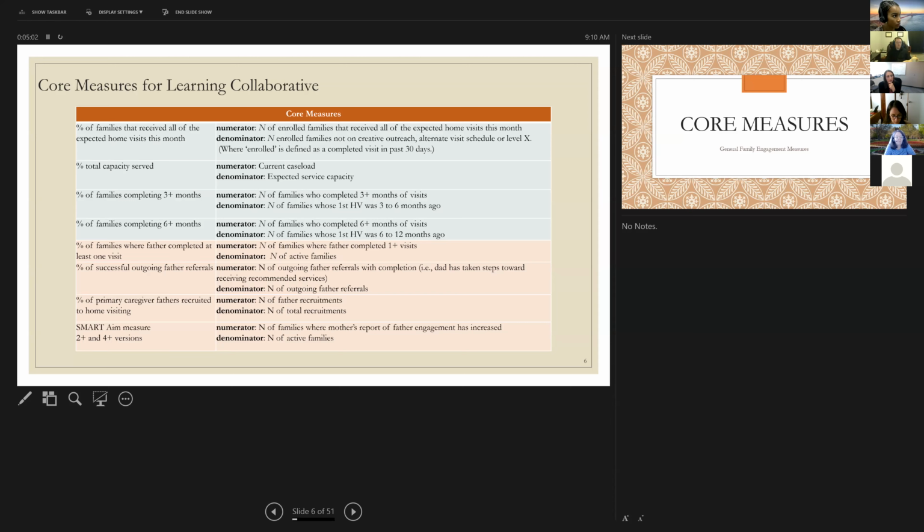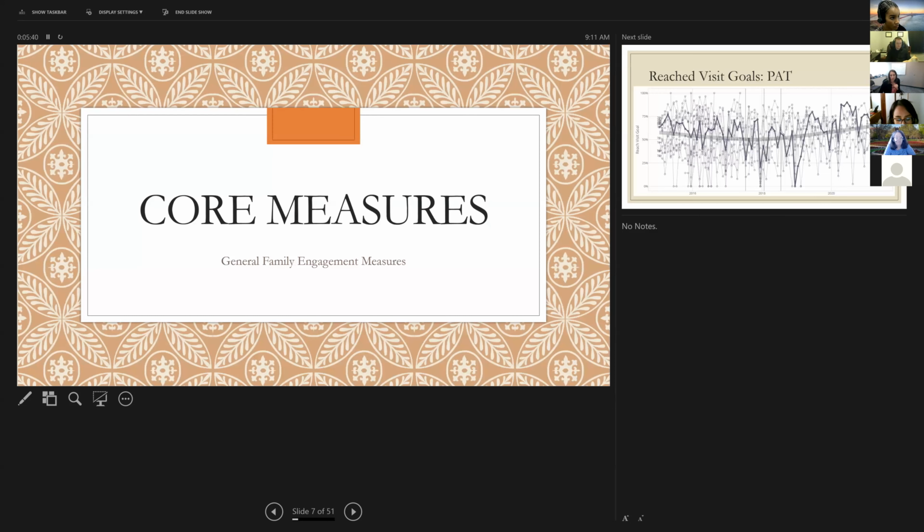And so that was more focused on how many families had fathers completing visits, the percentage of successful outgoing father referrals. So were we getting dads referred to community agencies? How many primary caregivers did we have that were fathers? And the main one that we focused on for this round was looking at our SMART aim measure. So looking at father engagement and seeing what that father engagement measure looked like after 2 months and after 4 months of the Learning Collaborative. So I'm going to go through some of the data that we have today to just show kind of where we are after about 1.5 years of focusing on father engagement. So we'll start first with family engagement and then move into the father engagement measures.